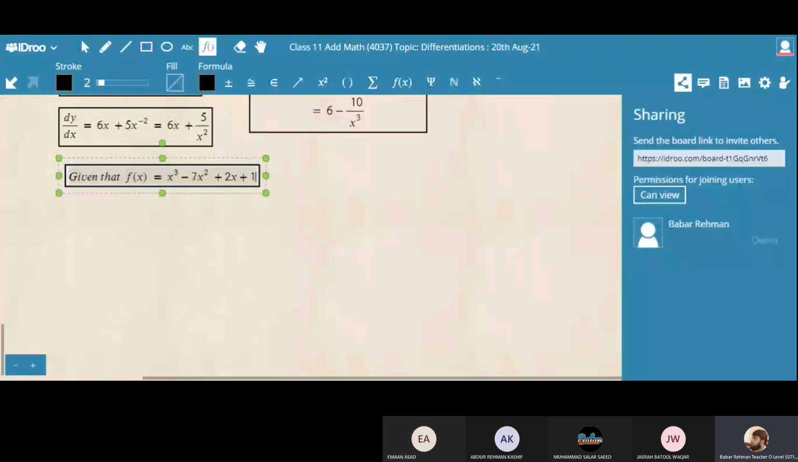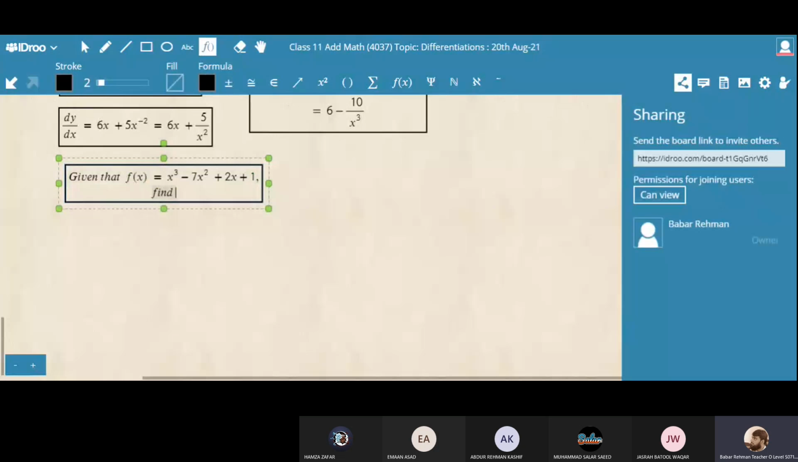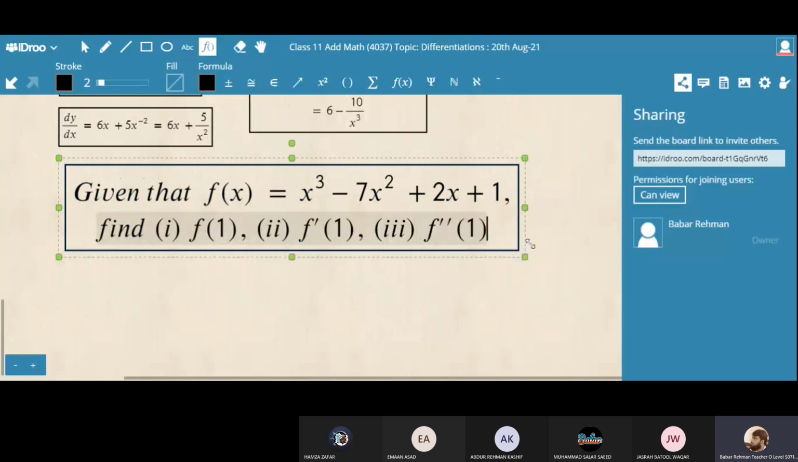Okay, now the question is, find, what does it mean? Find part 1, f of 1, part 2, f prime 1, and part 3, f double prime 1. Okay, student, now do this question. Hurry up. This is your turn now.